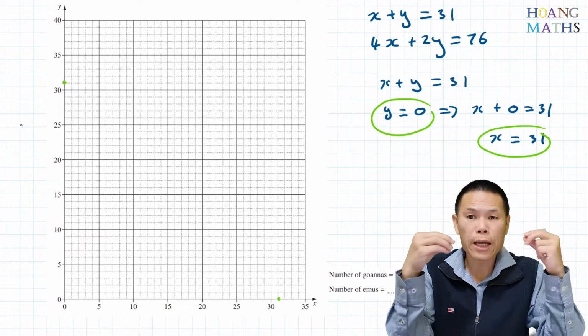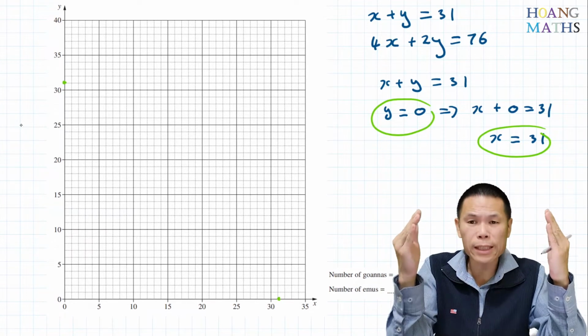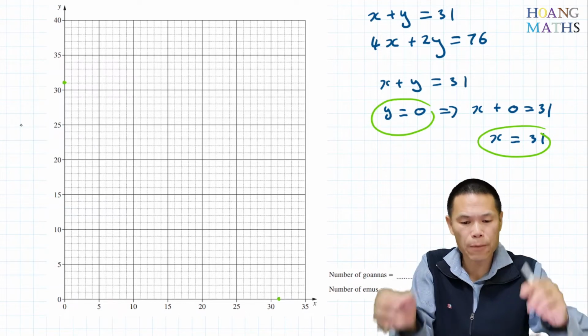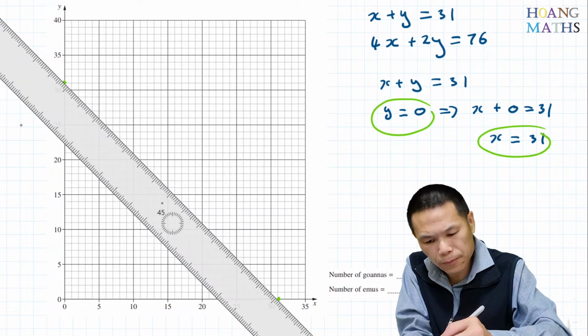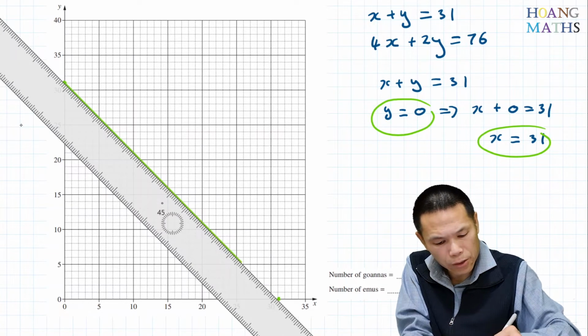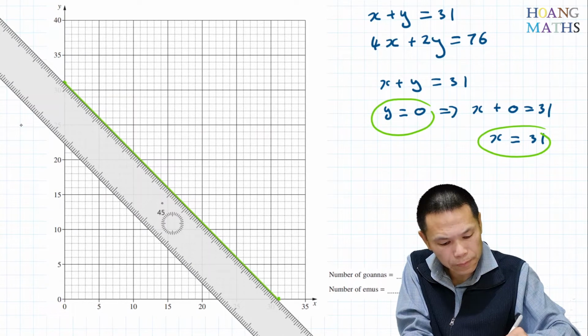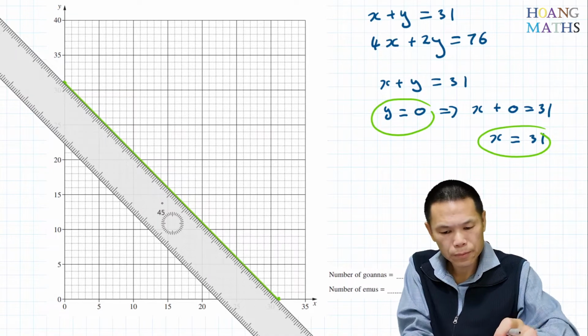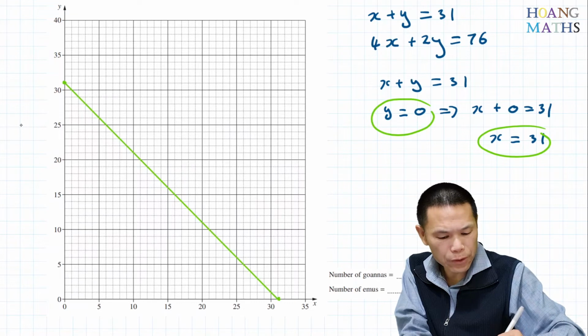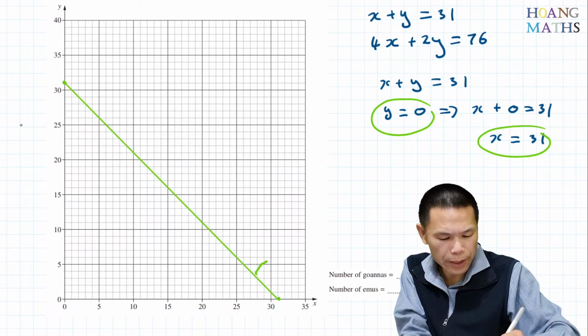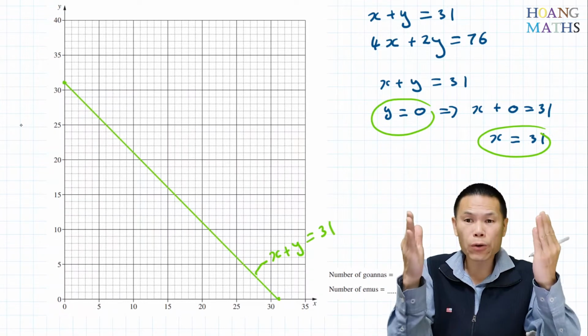So now I can pick another point. Otherwise, I can just connect these 2 points together. So let's connect this together. So this is it. Just connect these 2 points. There you go. So let me just write this equation down. This one here is x plus y is equal to 31. So one graph is done.